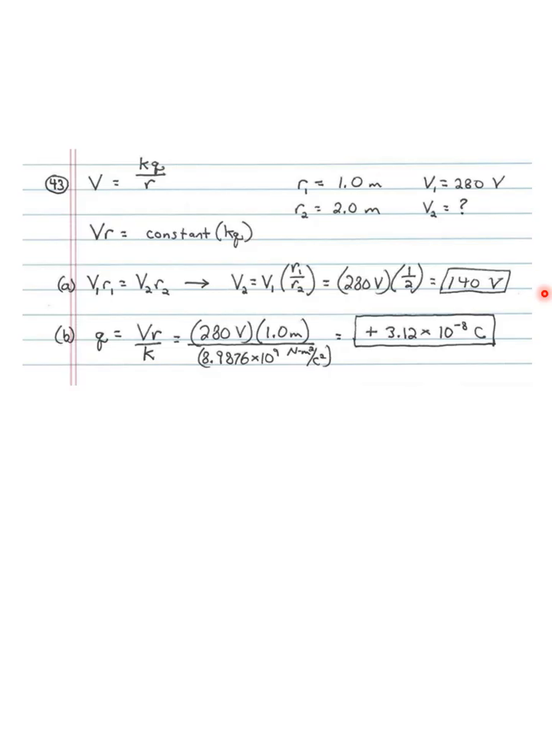Now part B is asking for the charge and its sign. So we'll go up to the original equation and solve it for Q. Q equals VR over K. And we can use either R1 and V1 or R2 and V2, either one. I prefer to use R1 and V1 just because it doesn't rely on information that I solved in part A. So just in case I did something wrong in part A, it's not going to throw off my answer in part B. So we get Q equals VR over K, plug in that information, and you notice it's all coming out positive, so positive 3.12 times 10 to the negative 8 coulombs.